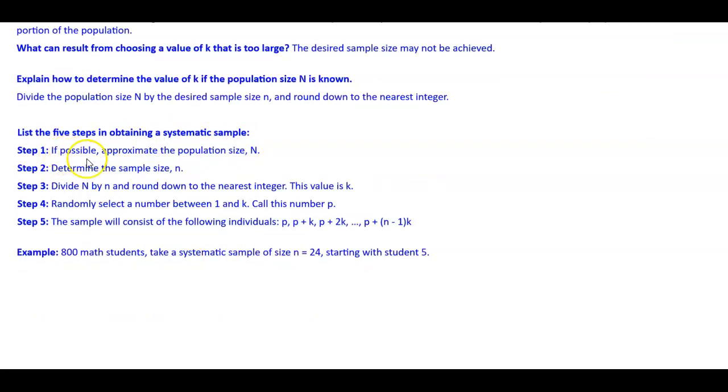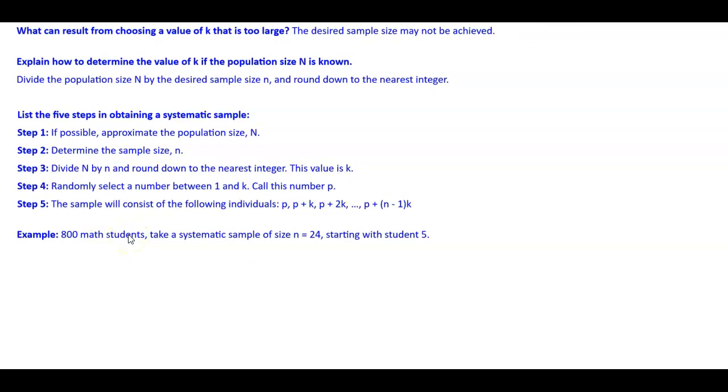So, these list the 5 steps in obtaining a systematic sample. Well, step 1, if possible, you're going to approximate the population size, capital N. Step 2, you're going to determine the sample size, which is lowercase n. Step 3, you're going to divide capital N by lowercase n and round down to the nearest integer. This value is considered as k. Step 4, randomly select a number between 1 and k. Call this number p. Step 5, the sample will consist of the following individuals: p, p plus k, p plus 2k, all the way to p plus (n minus 1)k.